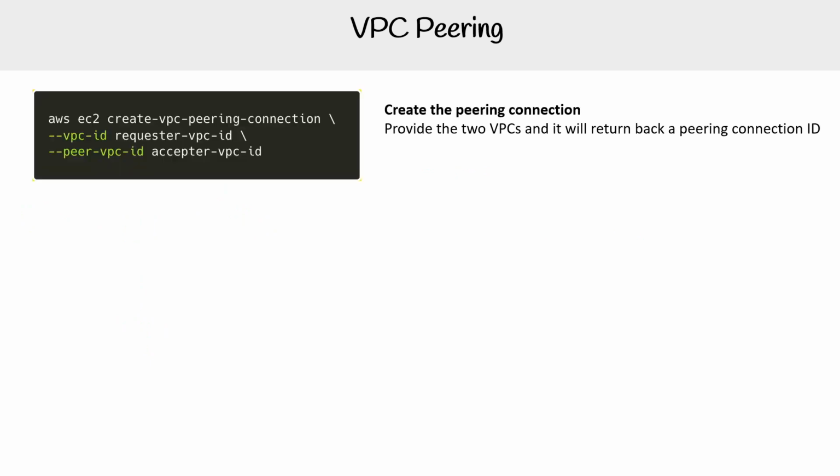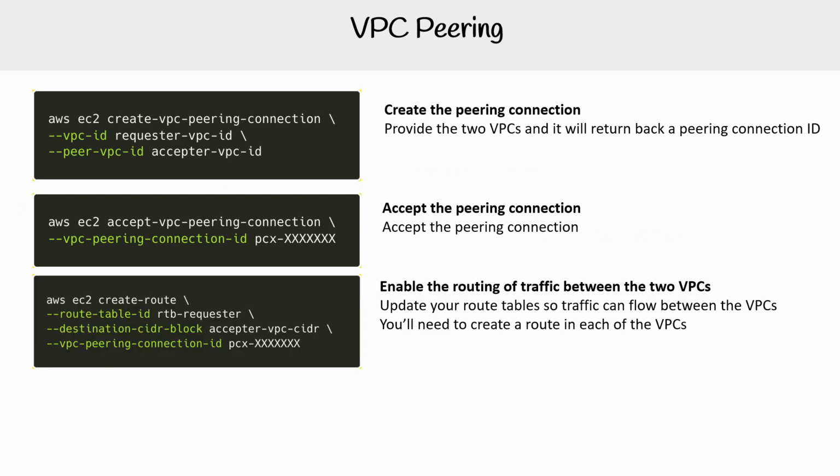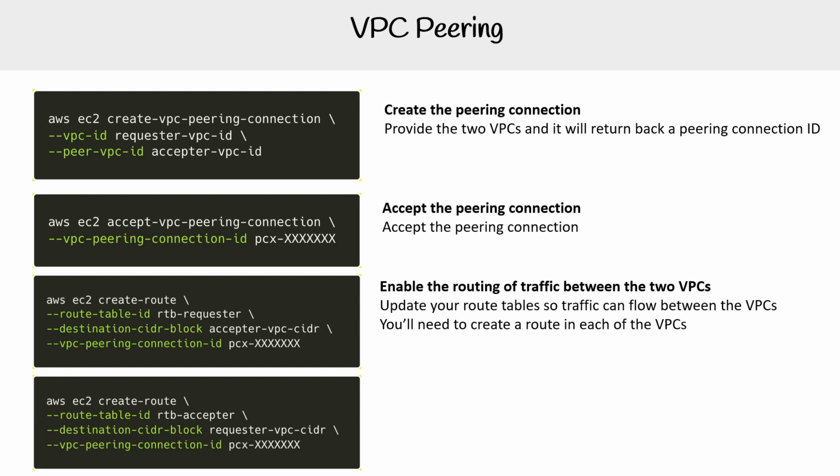The way you're going to configure VPCs, you're going to create the peering connection, you're going to accept the peering connection, and you're going to enable the routing of traffic between the two VPCs. They say that this is optional, but to me, it seems like you would really want to add these routes into your route table so that they can not just accept traffic from each other, but actually be able to do it.